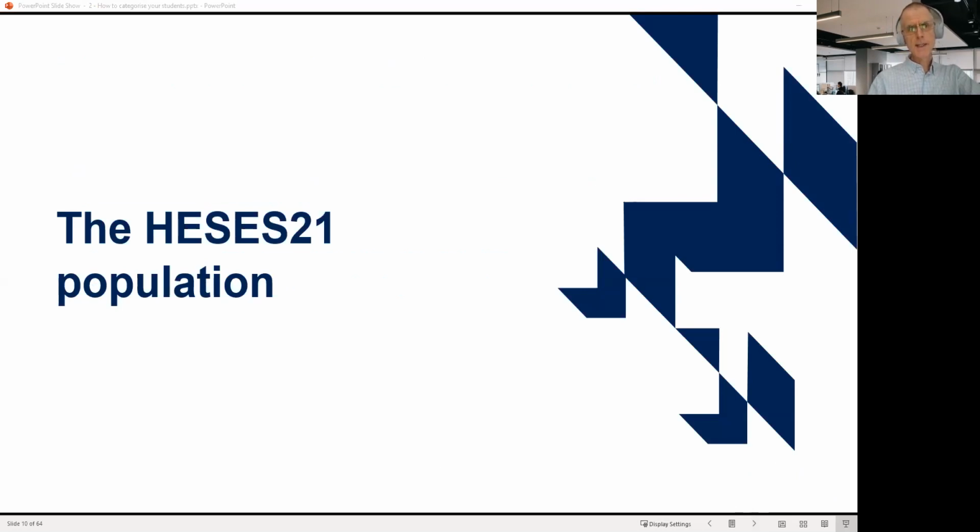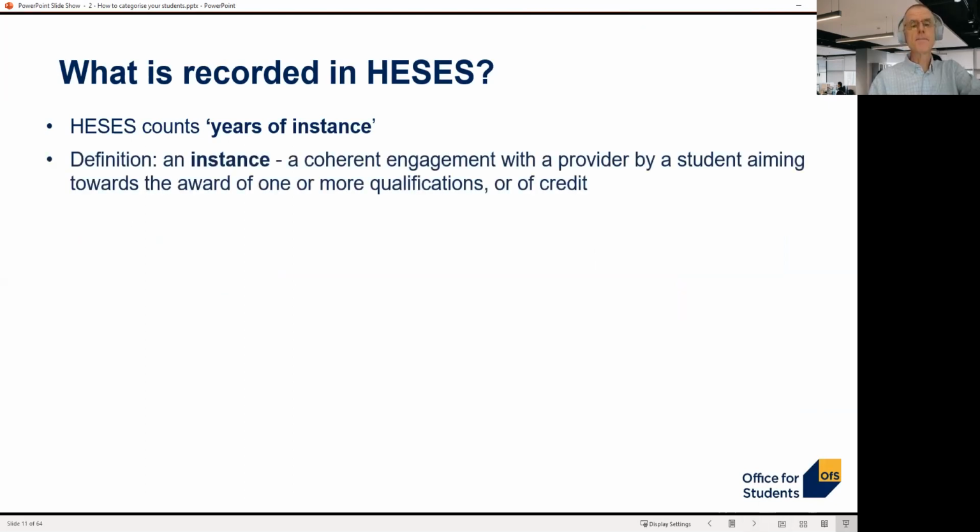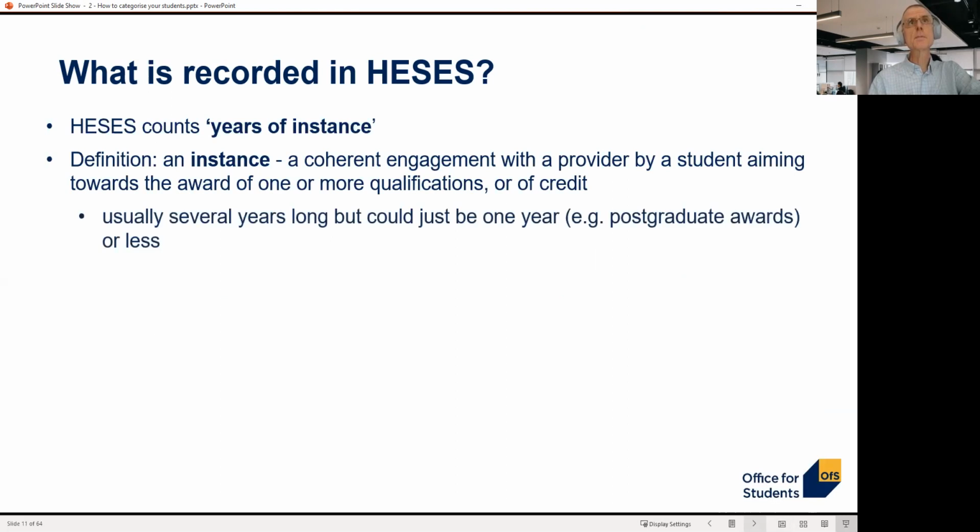So another way of looking at this is to ask, what is actually recorded in HESES? HESES counts what we call years of instance, which begs the question, what do we mean by an instance? Well, an instance is defined as a coherent engagement with a provider by a student aiming towards the award of one or more qualifications or of credit. This is usually a course, but not always. It could be several years long, but it could be just 1 year or possibly even less.